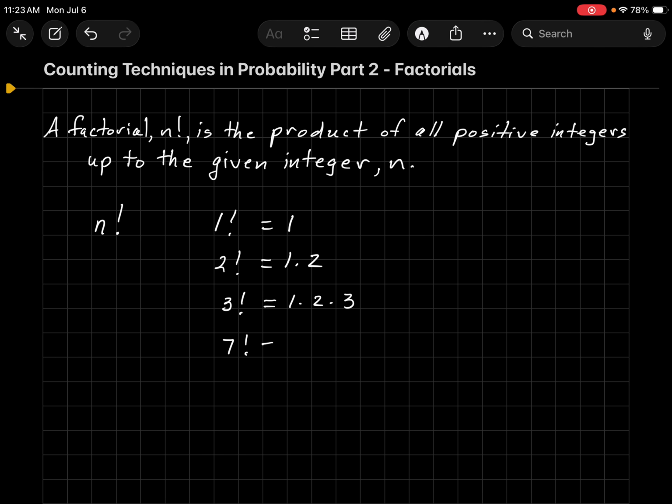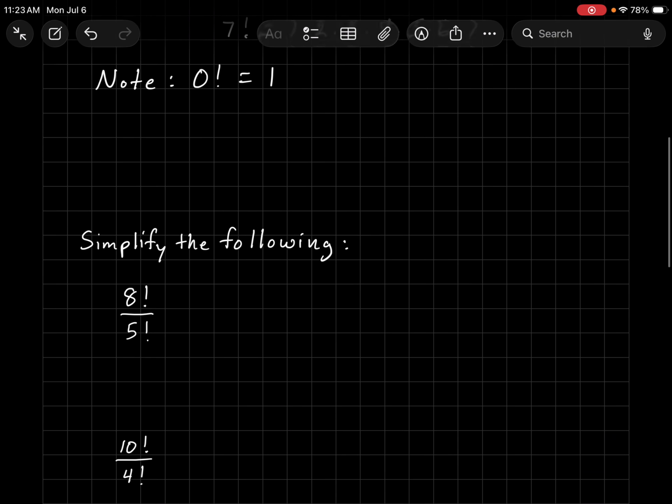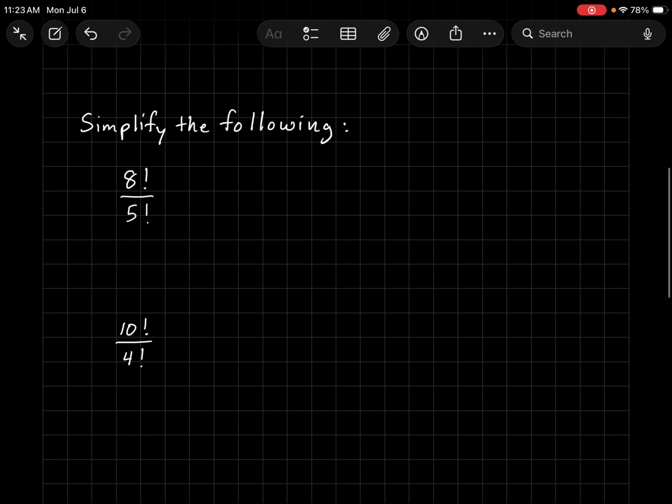I'll do one more. 7 factorial is 1 times 2 times 3 times 4 times 5 times 6 times 7. There is one note. 0 factorial equals 1. I just say 0 factorial is defined to be 1. It makes patterns work and other things that we might do. But let's do some advanced examples of things you might see when you're dealing with factorials. So let's simplify some of these following problems that have factorials in them.